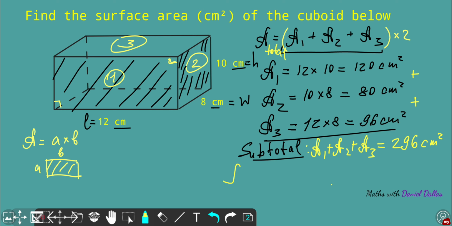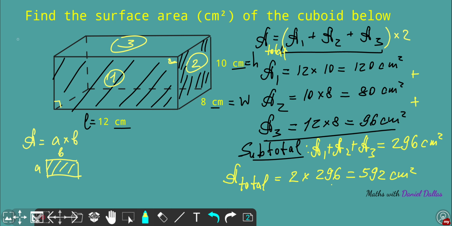So the total area is going to be just twice more, so we multiply 296 by 2. If we do that, 296 multiplied by 2 gives 592 centimeters squared. All right, so that's how it works. It works pretty simple. Okay, what if the top one is open?